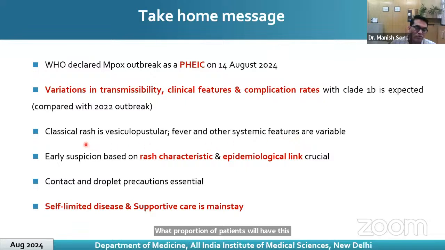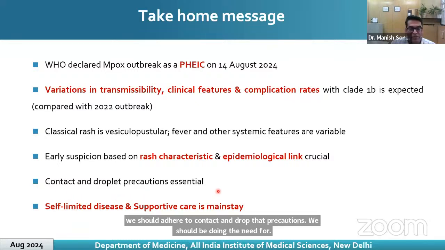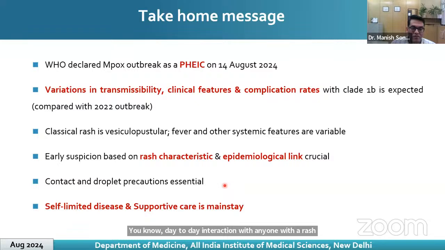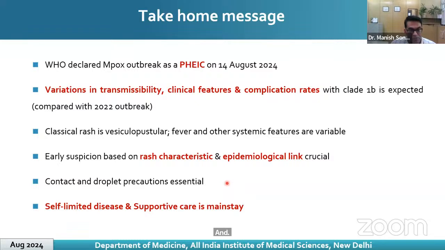Our job is obviously, whenever a patient comes, to trace an epidemiological link. But at times the link may be very doubtful. We should be aware of the rash characteristics and able to differentiate it from other common conditions that we see in our daily practice. Whenever we are seeing suspected patients, we should adhere to contact and droplet precautions. We should be doing the needful in our day-to-day interaction with anyone with a rash. And it is a self-limiting disease, and supportive care is the mainstay of therapy.